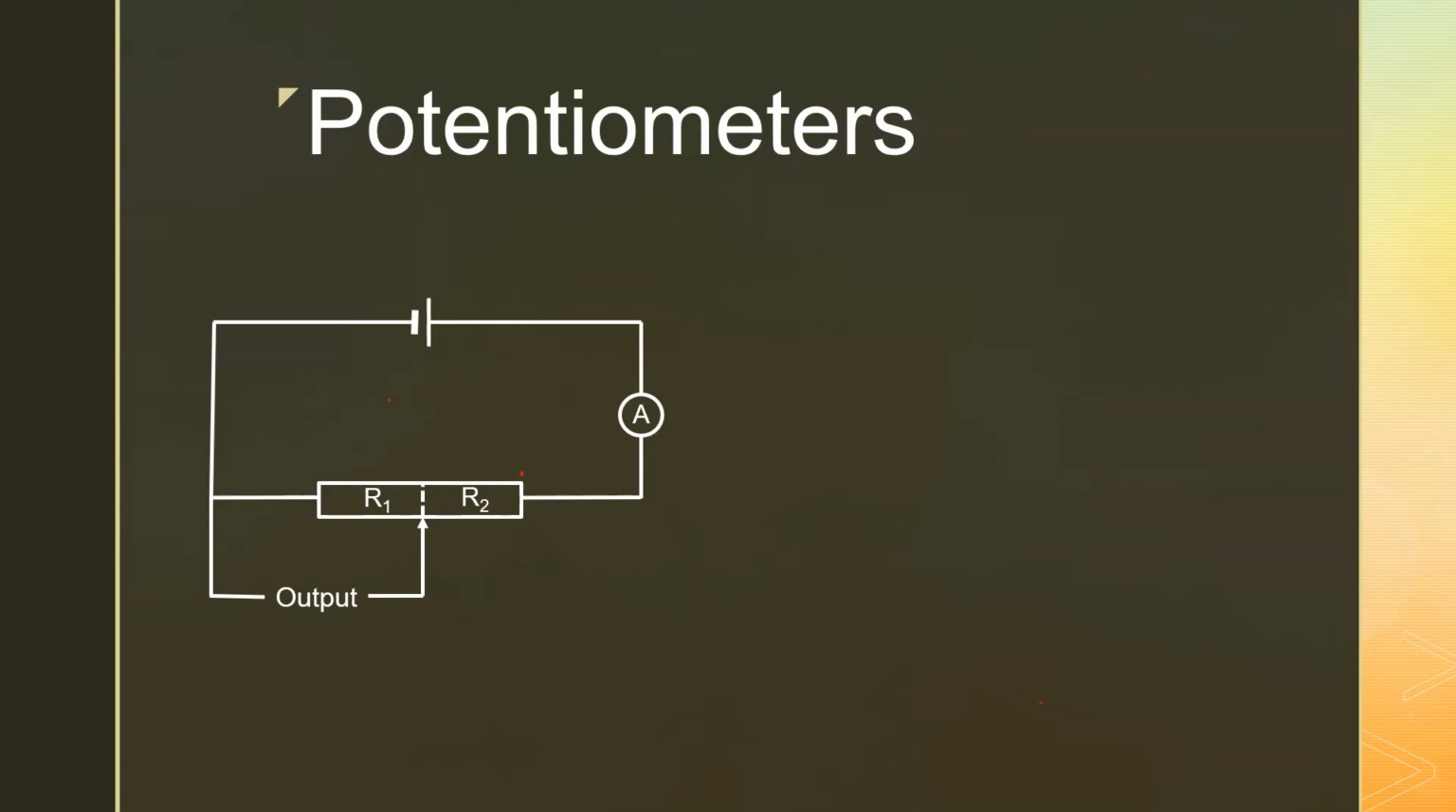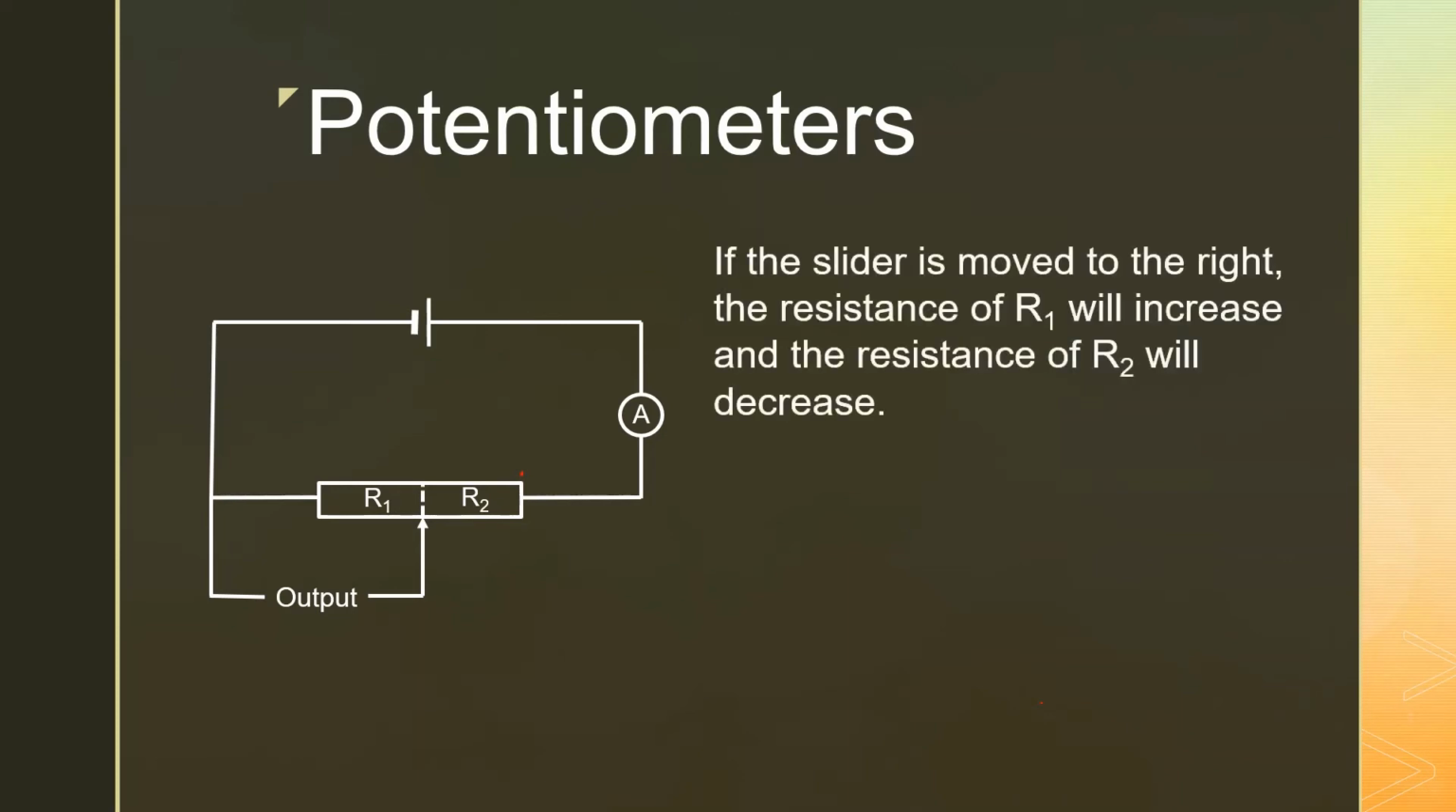What effect is that going to have? Well, I've got it to the right here, just to be difficult. If the slider is moved to the right, the resistance of R1 will increase, and the resistance of R2 will decrease. Now, remember, this resistor here is in parallel with that output, and so the PD, the voltage across these two, is always going to be the same.